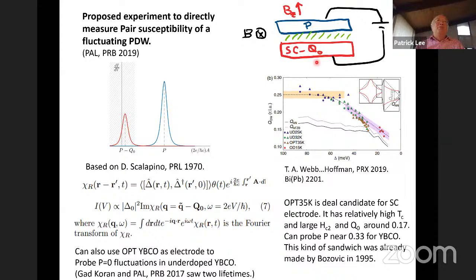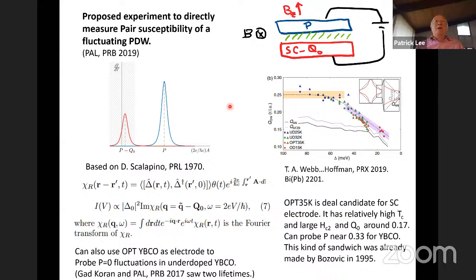So if we use this as an electrode, then this can supply the missing momentum you need to probe a pair density wave. Again, in this picture, if I plot dI/dV as a function of magnetic field, ordinarily I would see a peak here if there's a pair fluctuation. But now this can be shifted down, so I can probe it.